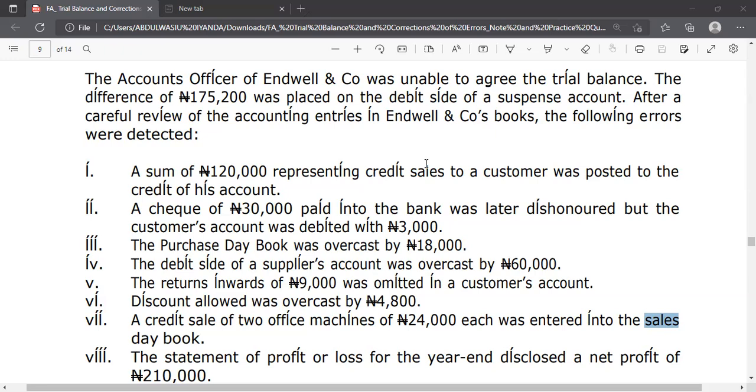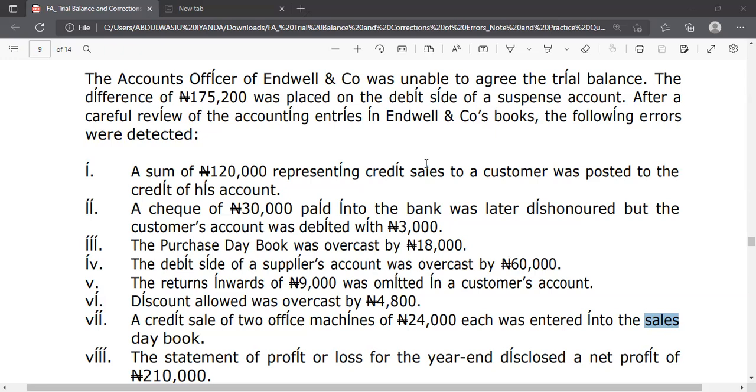Please let me hear from every one of us. It's a very simple topic, but please let's make it interactive. What do you think? Say it out. A sum of 120,000 naira representing a credit sales to a customer was posted to the credit side of his account, meaning that the customer account was credited.